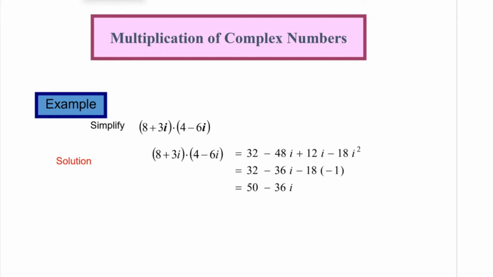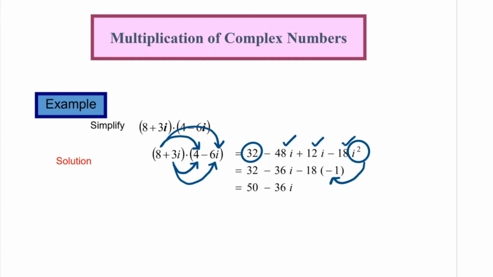Multiplication of complex numbers. Example. Simplify 8 plus 3i multiply with 4 minus 6i. First, we expand it. Then we substitute i squared with negative 1. We simplify it further and we get the answer.